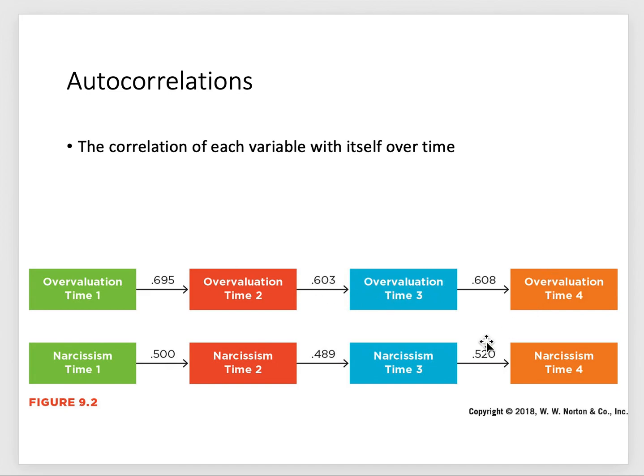Time 3 and 4, you can look there too. These are pretty high correlations, which would be expected when we're looking at the development of a personality trait, which tends to be relatively stable. How does that change over time? The correlations are pretty high.